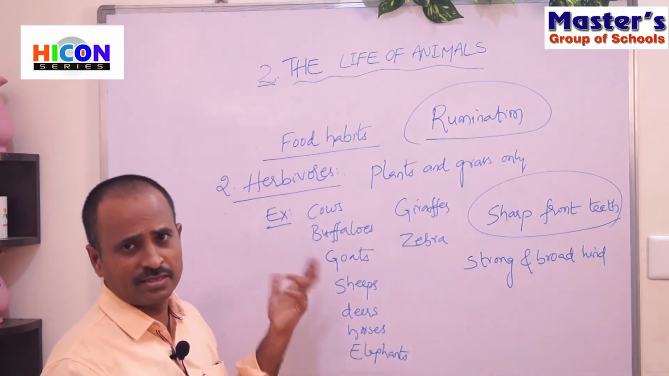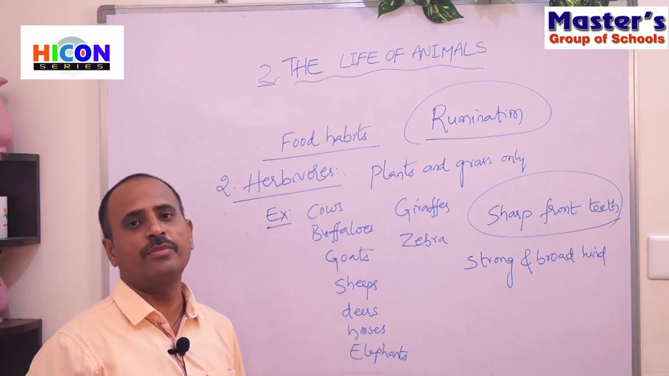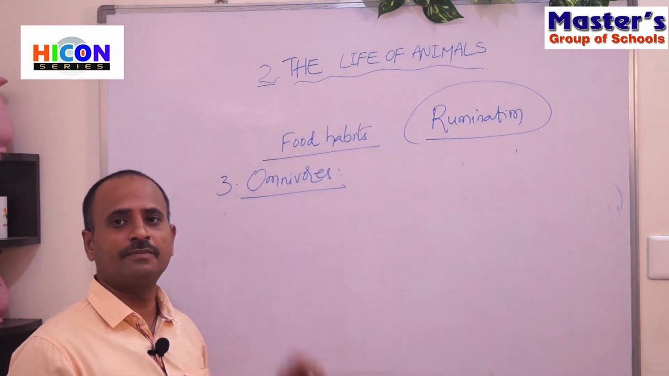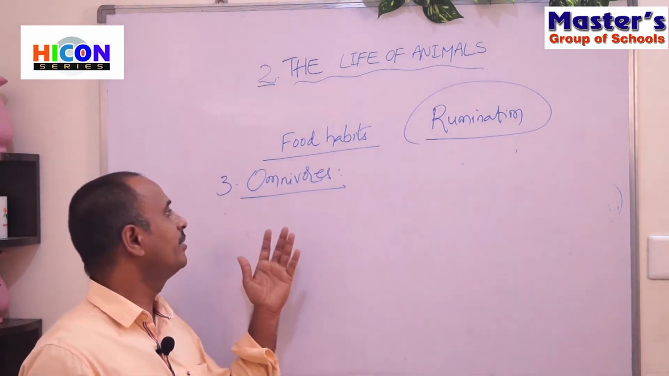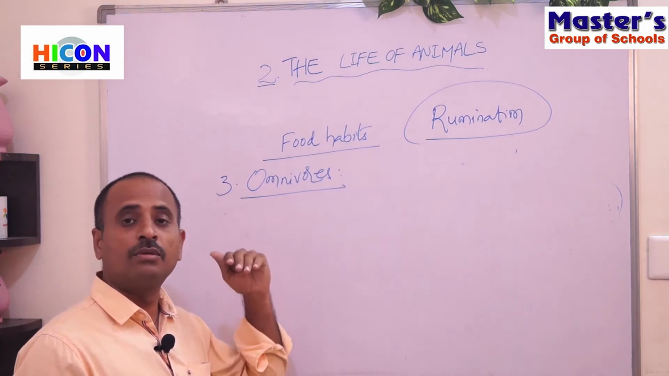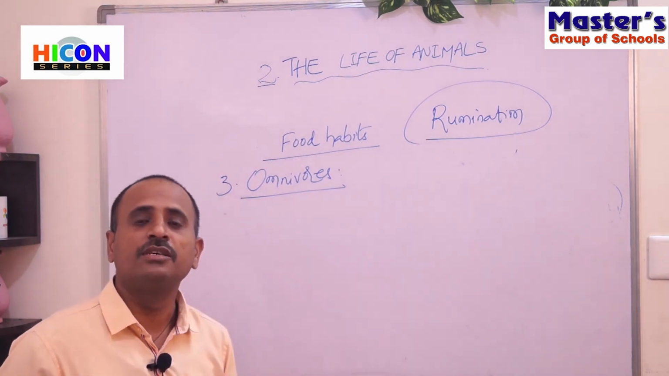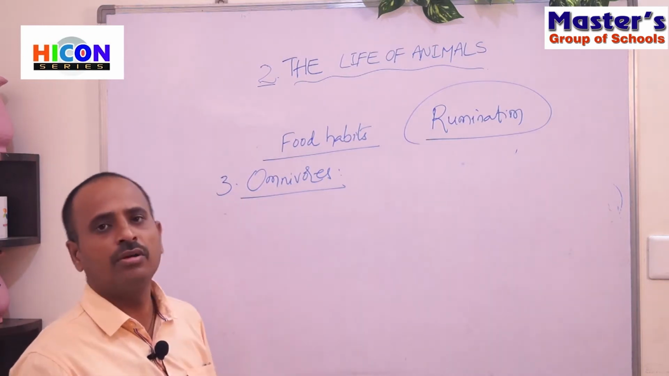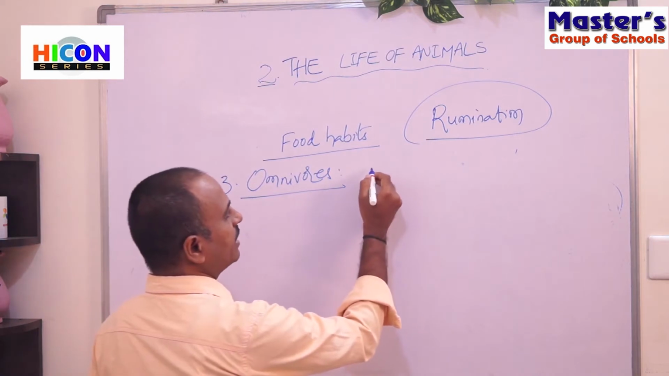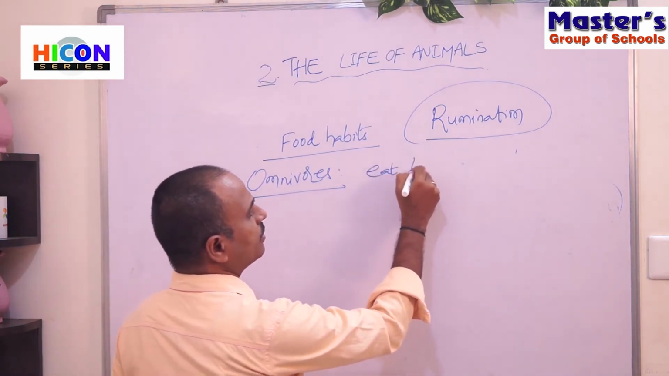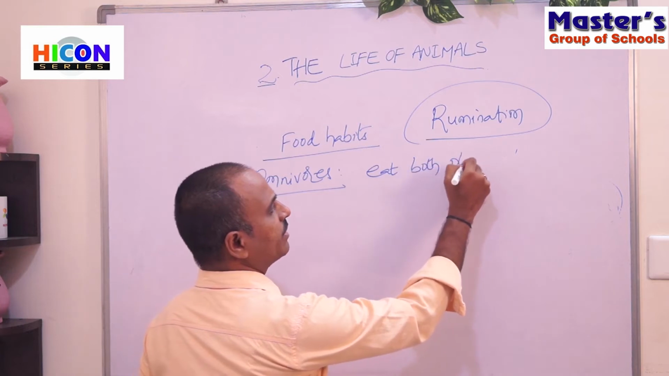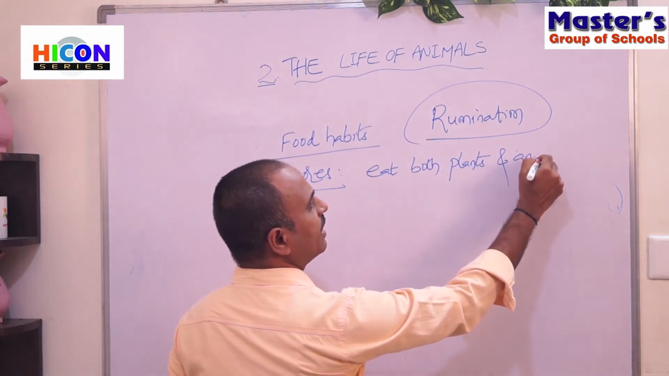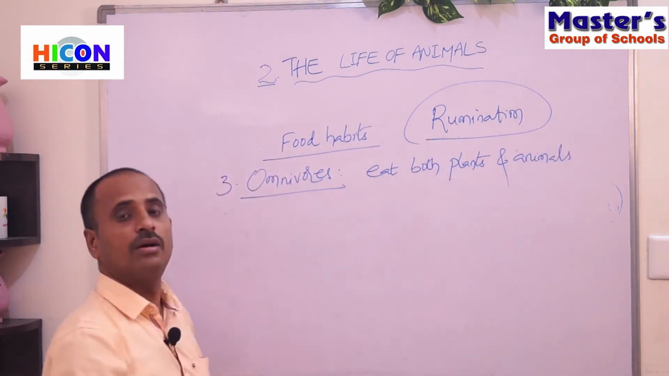Now children, let us discuss the third type of animals, that is omnivores. Omnivores means the animals which eat both plants and animals. So these animals can eat both plants and animals. Those animals which eat both plants and animals are called omnivores.